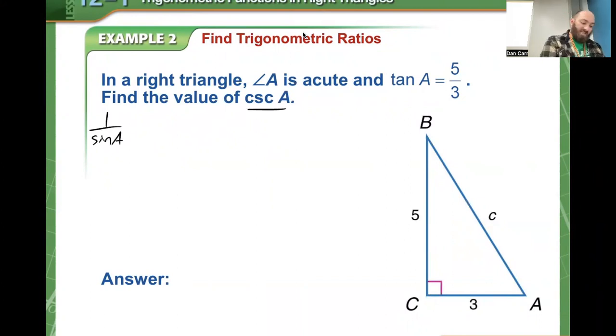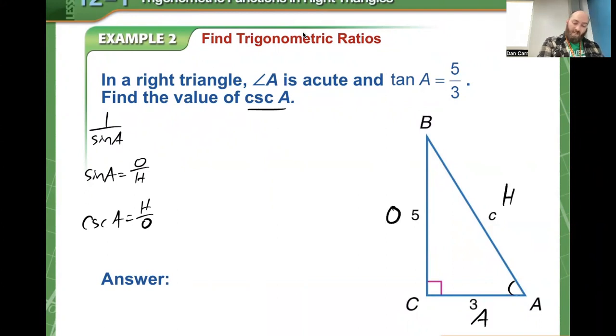Okay, so since sine of A, if I were to find that, is the opposite over hypotenuse, that means that the cosecant of A would be the hypotenuse over the opposite. So when I look at this, here's angle A. I'll mark that angle. Opposite is here.